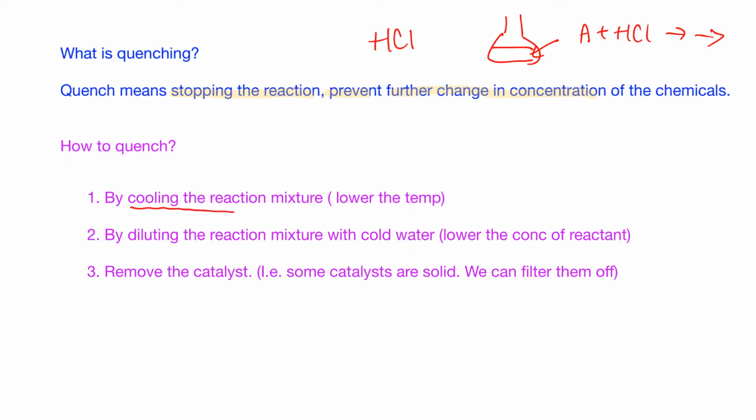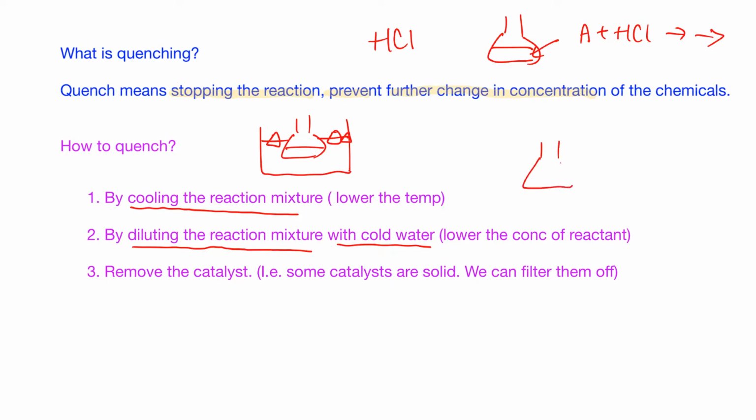We can cool the reaction mixture, by lowering the temperature. If I put the reaction in an ice water bath, the lower temperature can reduce the rate of the reaction. So this is method 1. Method 2, by diluting the reaction mixture with cold water. This is the reaction mixture, and I can pour some cold ice water in it.